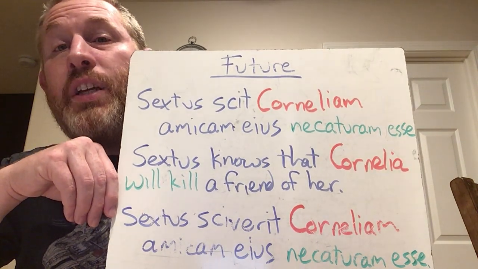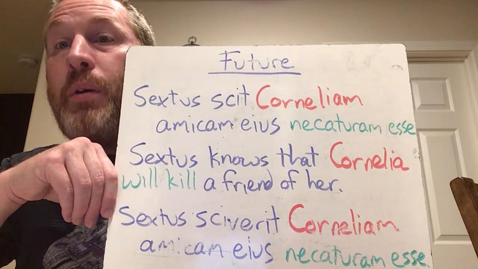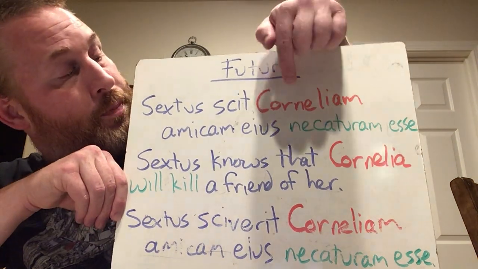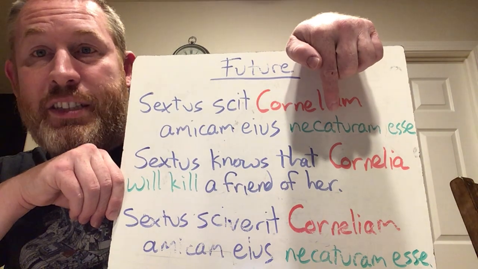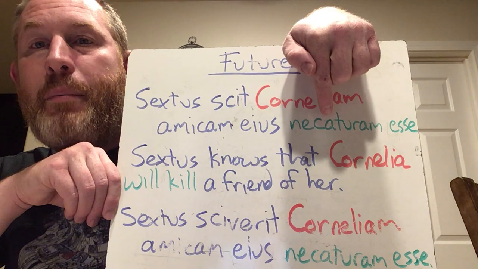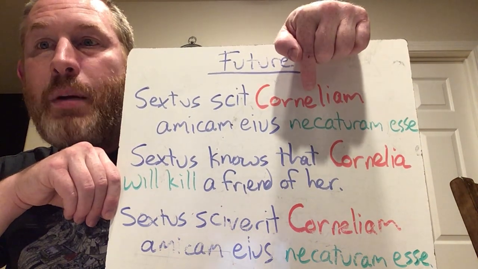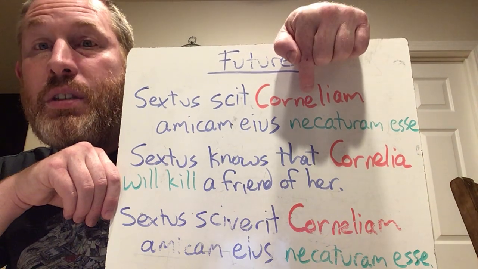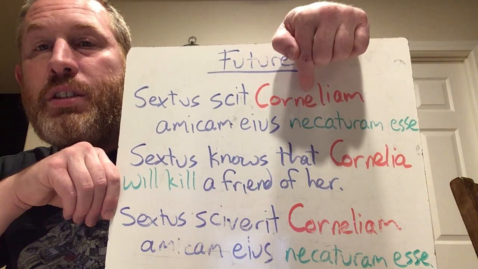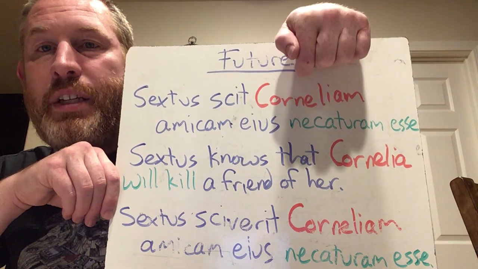All right, so: Sextus scit Corneliam amicam eius necaturam esse. Now, there's something I want to point out to you that we haven't had to worry about so far. Because it's a participle, and participles are essentially adjectives, they're verbs acting like adjectives, it has to match the noun that it modifies in number, case, and gender. Since the noun that it modifies is the subject of an indirect statement, it's going to be accusative, which means this will always be accusative. And it will match the gender, this is feminine, that's feminine. And it will match the number, this is singular, that's singular.